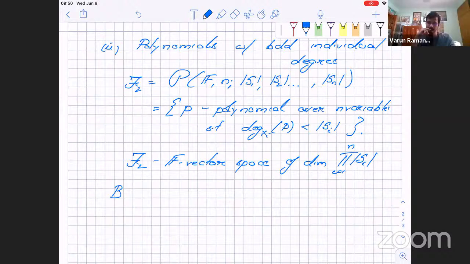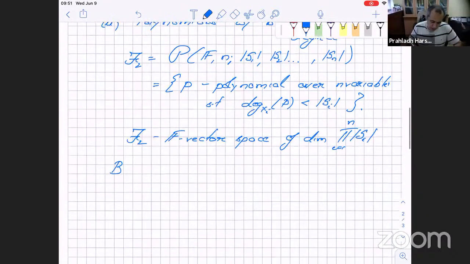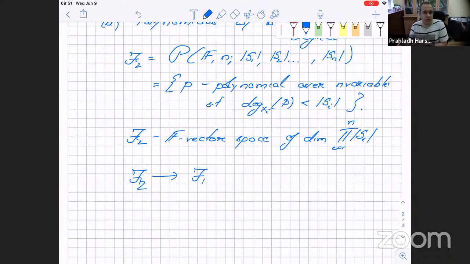So we certainly have a map. Sorry, let's look at it as a map from F2 to F1. We have a map. That is, every polynomial in F2 can be viewed as a function in F1. This is the functional map. You take a polynomial, view it as a function. What I want to say is this map is bijective.